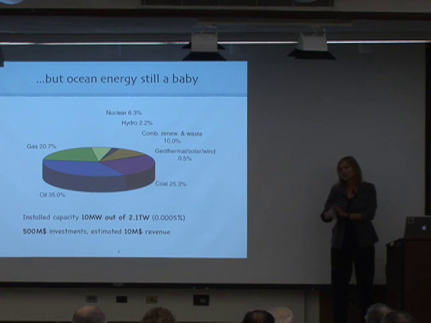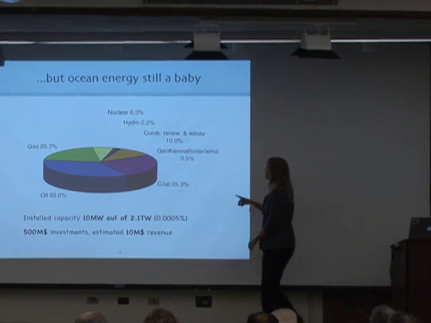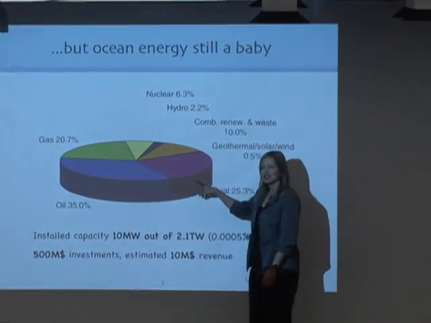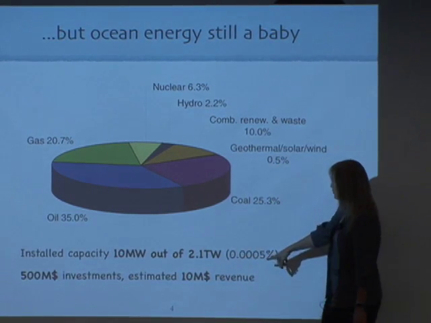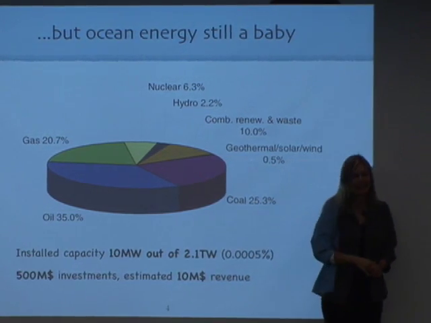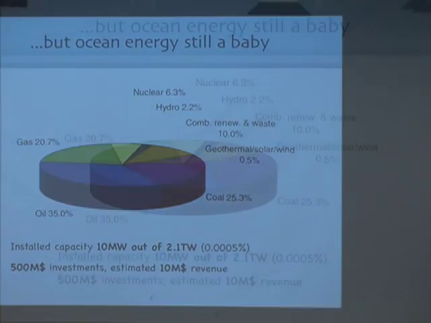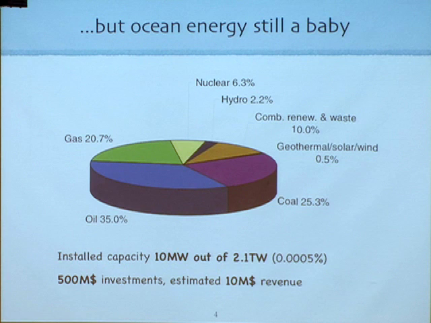Now, that was the good news. The bad news is that right now we're here. Ocean energy is on this picture. It is somewhere in one of those lines, because at the moment we're creating 10 megawatts out of a global energy production of 2.1 terawatts. So if you look at the percentages, there are a lot of zeros there. The other interesting thing is there's been about $500 million of investments in this particular energy and about $10 million of revenue. So that's also not so great.